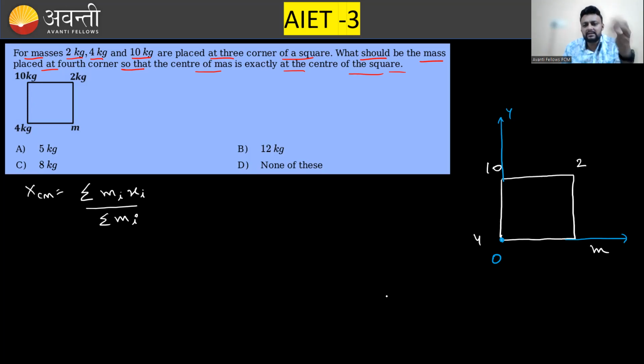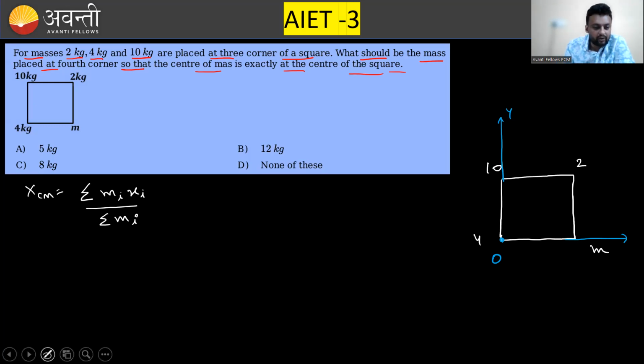Σ mi xi means m1 x1 plus m2 x2. If you open the summation sign, it is m1 x1, m2 x2, m3 x3 like that. So there are four masses. Now you can see this is the x term. X is the x coordinate of the mass.